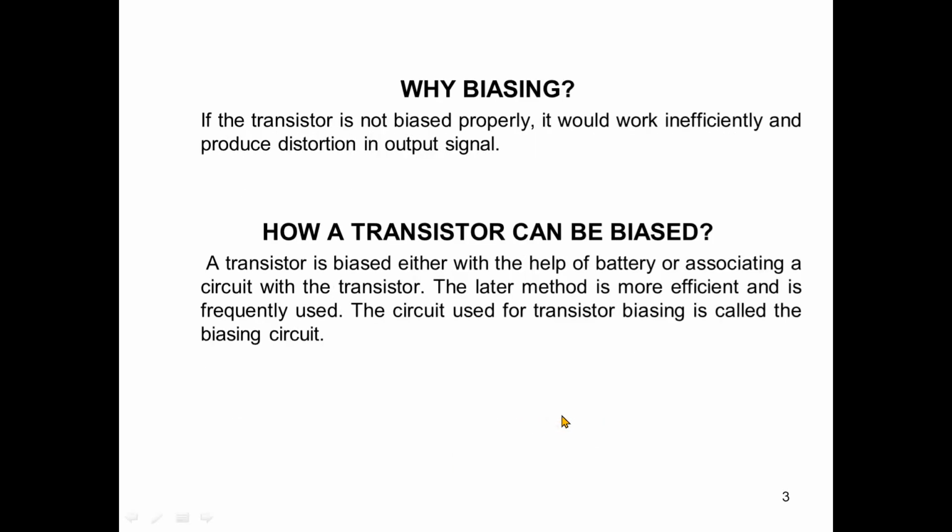Why is biasing very important? If the transistor is not biased properly, then it may lead to distortion and it will not work efficiently. And how can the transistor be biased? A transistor is biased either with the help of a battery or by associating a circuit with the transistor. The latter method is more efficient and it is frequently used. The circuit which is used for transistor biasing is called the biasing circuit.